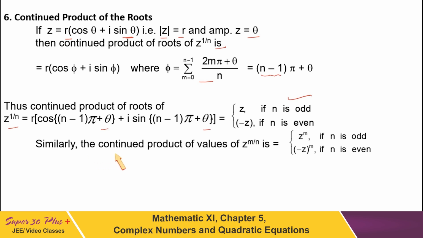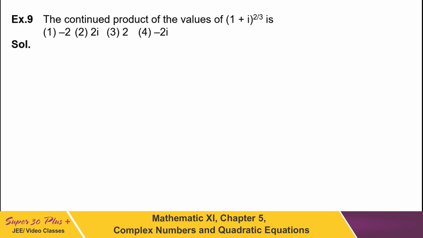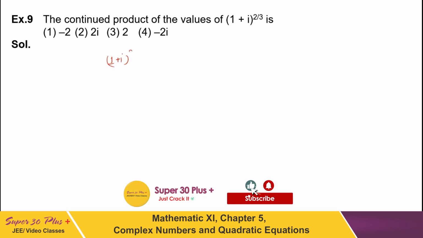Similarly, the continued product of the values of z^(m/n) is z^m if n is odd and −z^m if n is even. Students, let's see one example here. The continued product of the values of (1 + ι)^(2/3). Here the value of m is 2 and n is 3, meaning n is odd. That's why we can say the continued product is (1 + ι)².